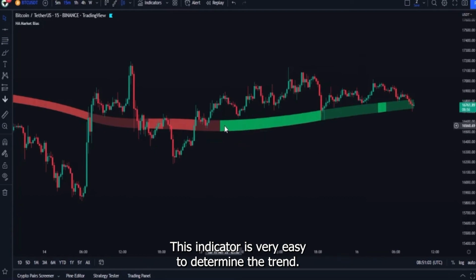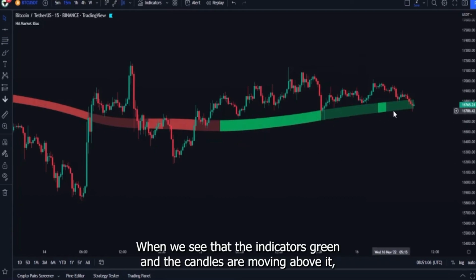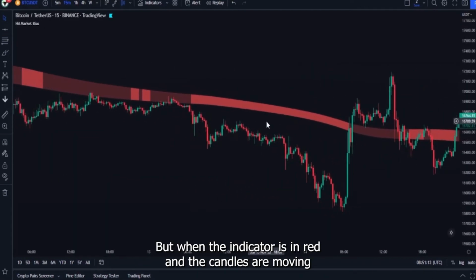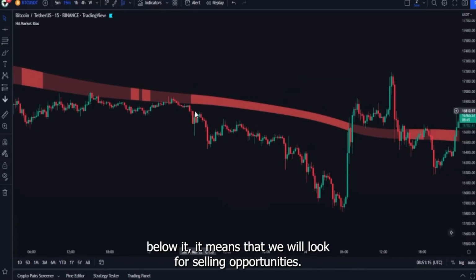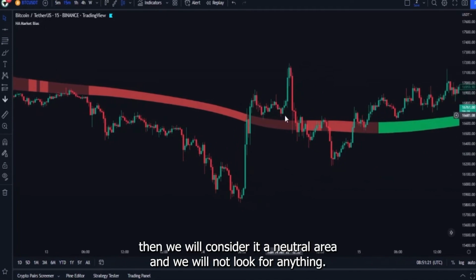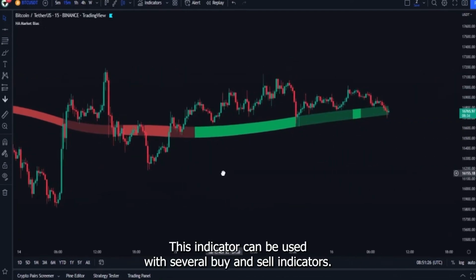This indicator is very easy to determine the trend. When we see that the indicator is green and the candles are moving above it, it means that we will look for long positions. But when the indicator is in red and the candles are moving below it, it means that we will look for selling opportunities. If the indicator is in red and the candles are above it, then we will consider it a neutral area, and we will not look for anything. This indicator can be used with several buy and sell indicators.